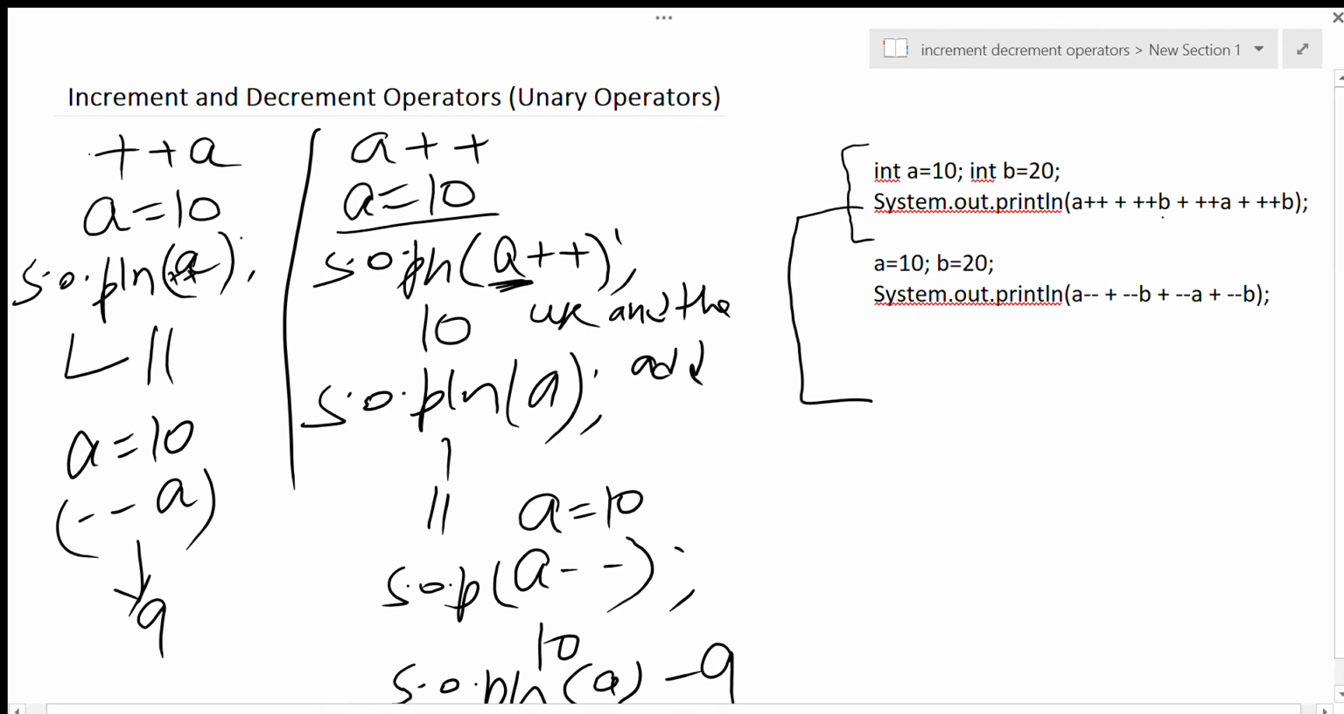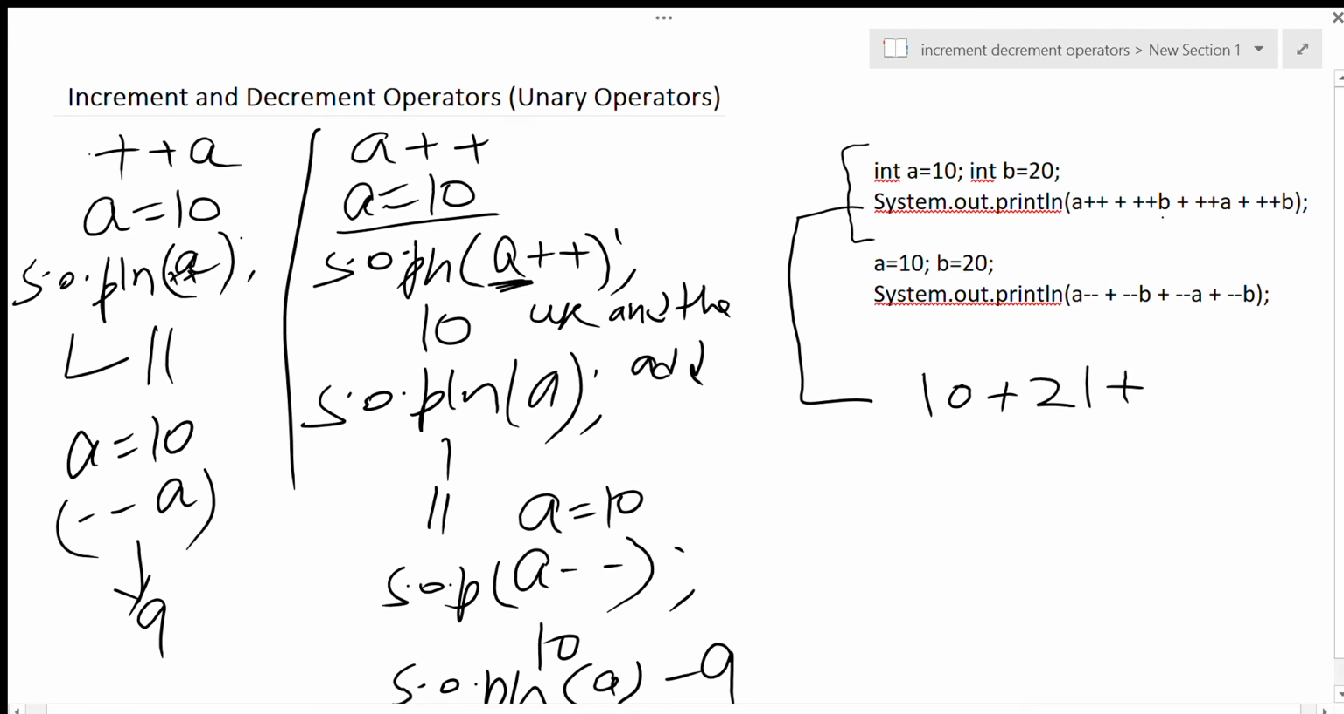The first one, what does it say? A plus plus, so use and then add. The value of A is 10, plus. What is the value of B? Plus plus B, which means add 1 and use. So B becomes 21 straight away.